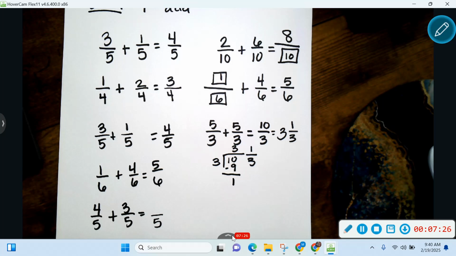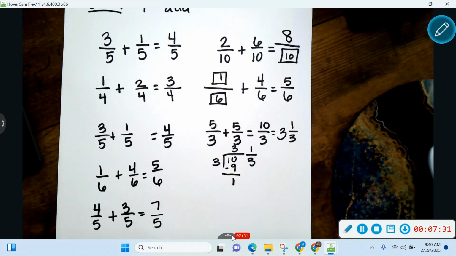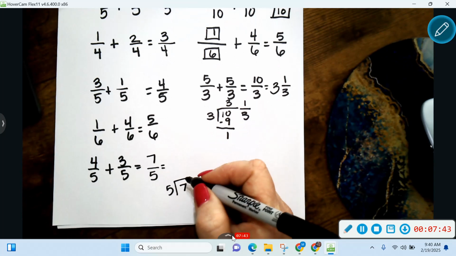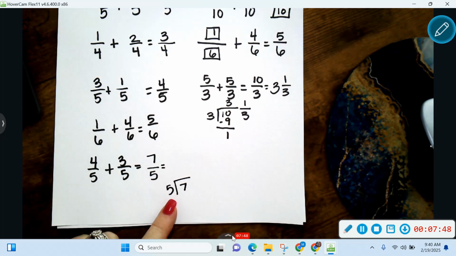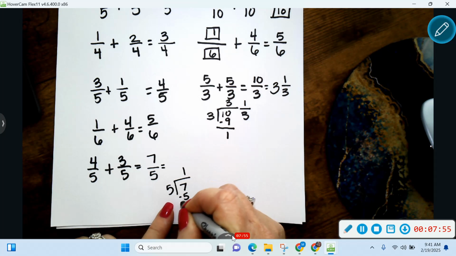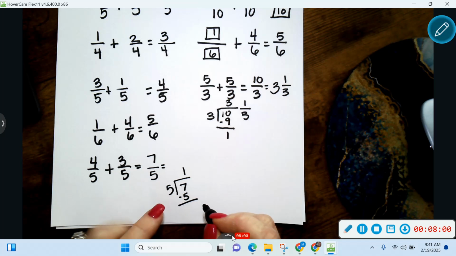4 plus 3, 4, 5, 6, 7. 7/5. Again, that's an improper fraction, so we can simplify that by taking our 7 and dividing it by 5. How many times can 5 go into 7? 5 times 1 is 5. 5 times 2 is 10. So we need to go back to 5 times 1. Divide, multiply, subtract. 7 minus 5 is 2.